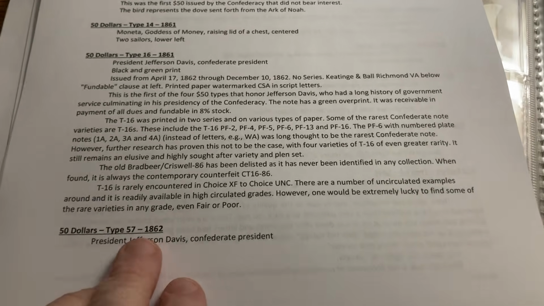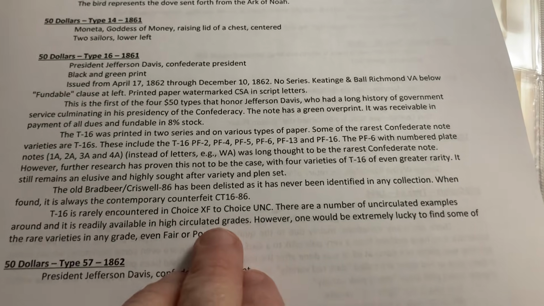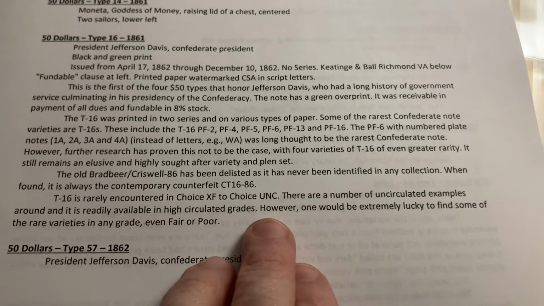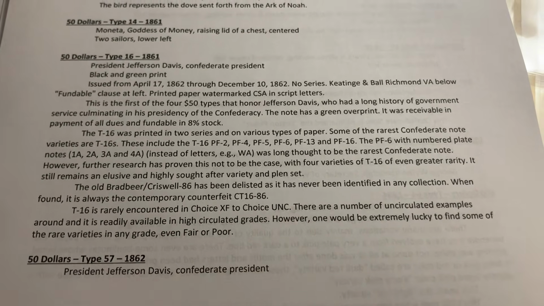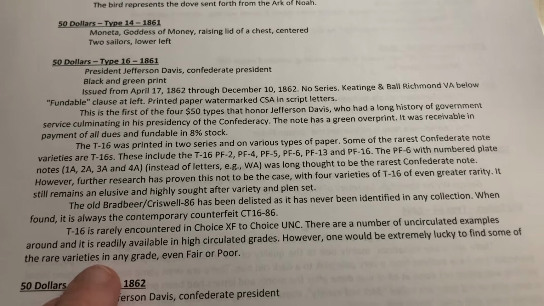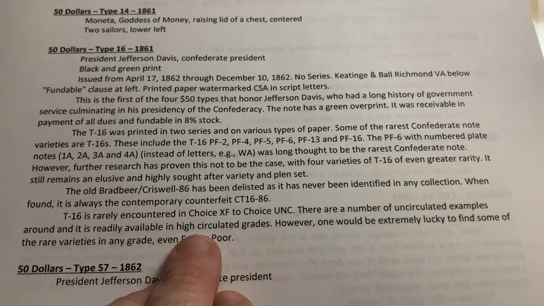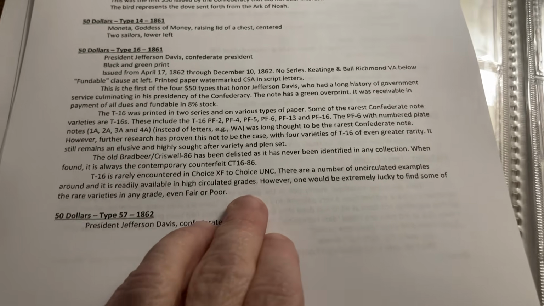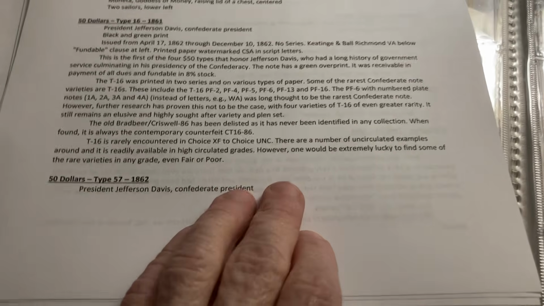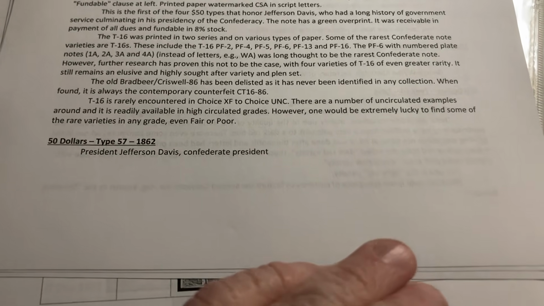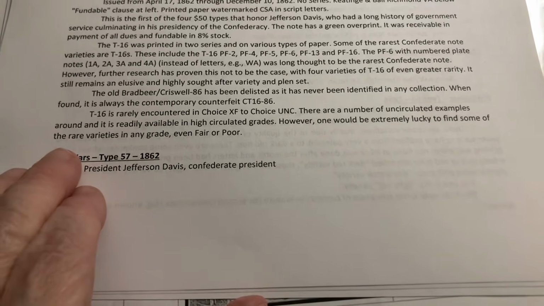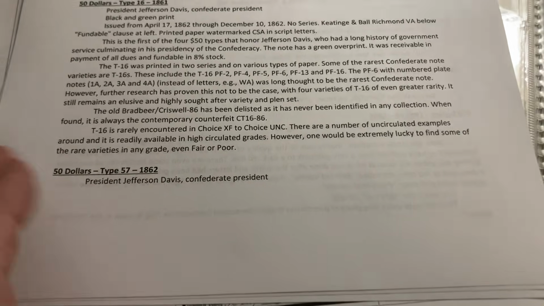The Type 16 is rarely encountered in choice to choice uncirculated. There are a number of uncirculated examples around, and it is readily available in high circulated grades. However, one would be extremely lucky to find some of the rare varieties in any grade, even fair or poor.